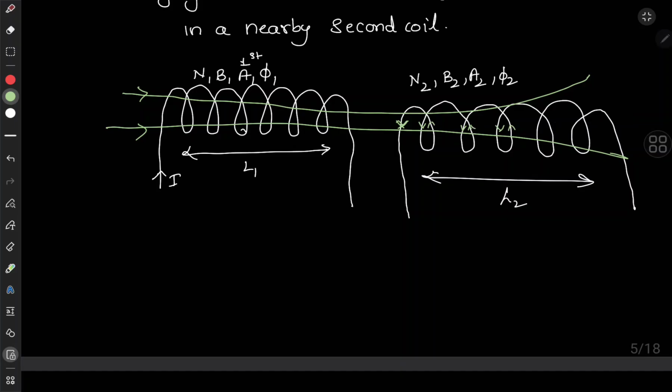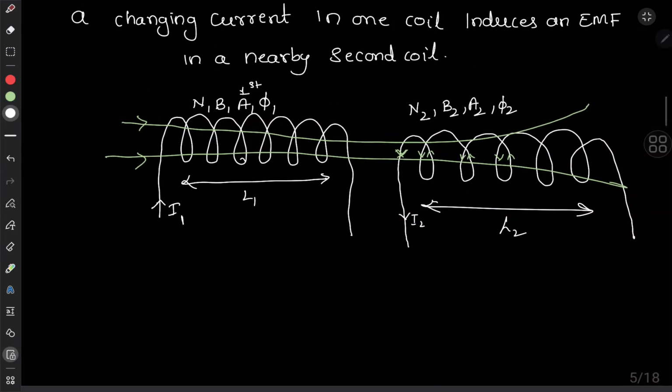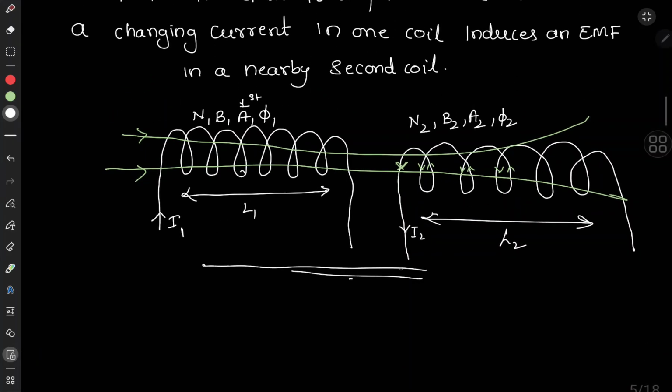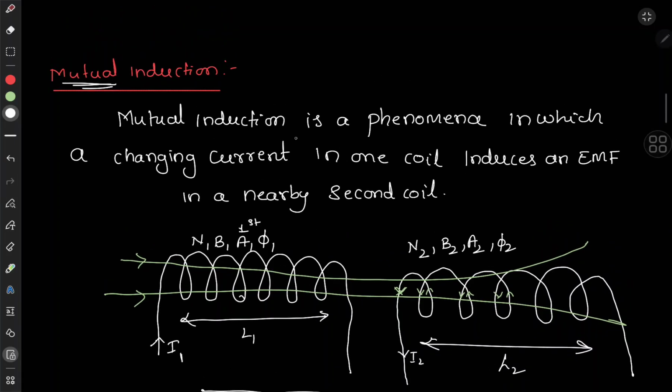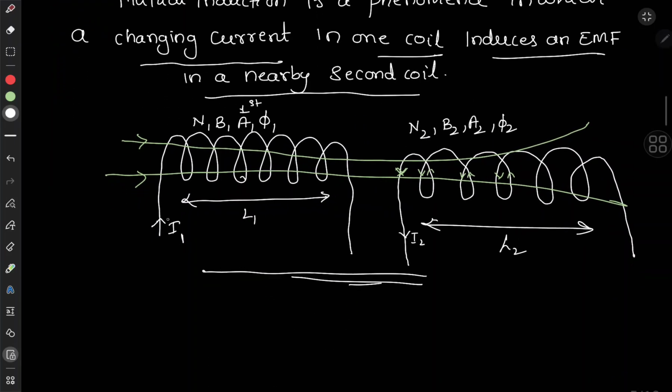Now let us talk about the factors on which the induced EMF depends. Current I1 is flowing here, and let us take the induced current to be I2. This is the actual meaning of mutual inductance. It is a phenomenon in which a changing current in one coil induces an EMF in a nearby second coil. The changing current produces a changing magnetic field, which links with the secondary coil.